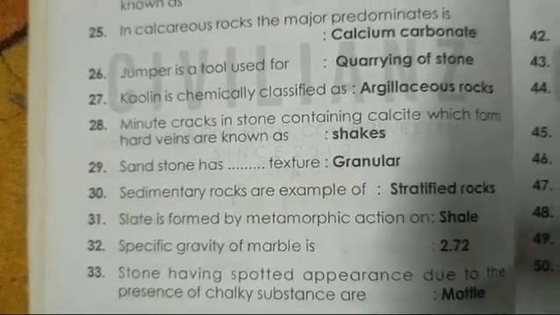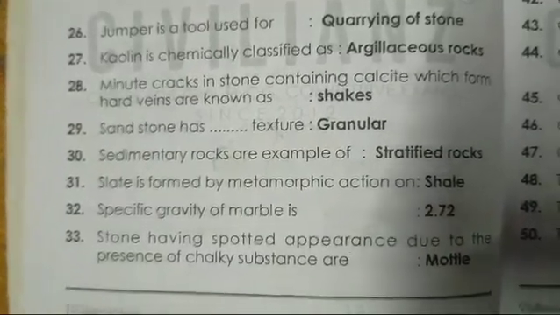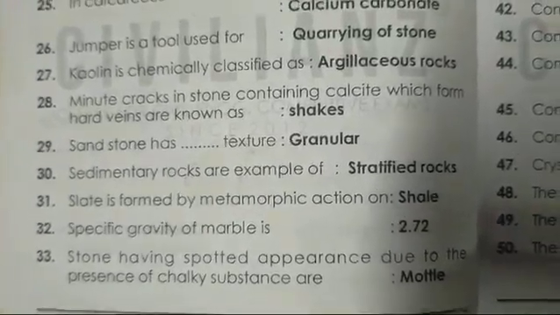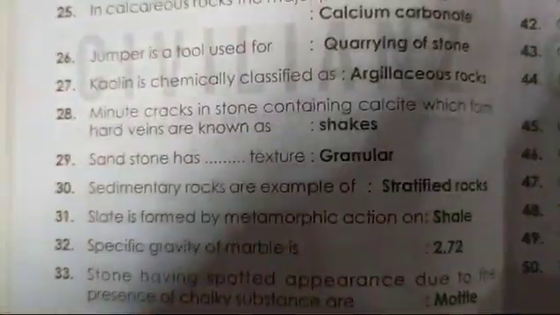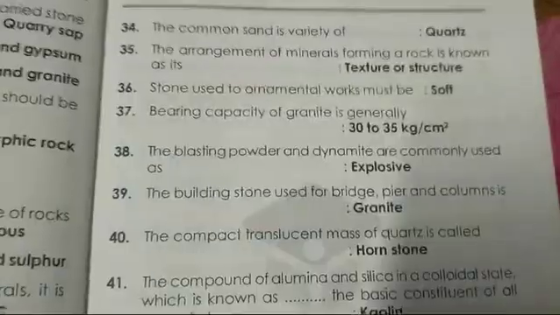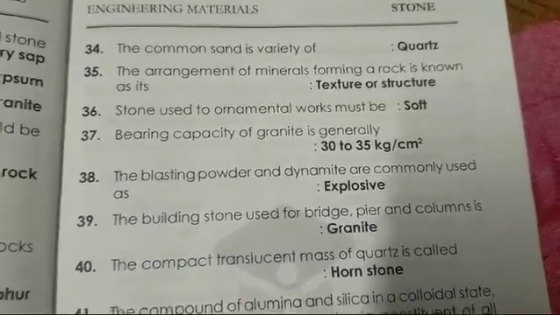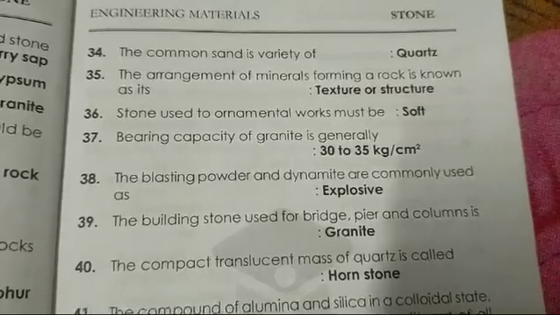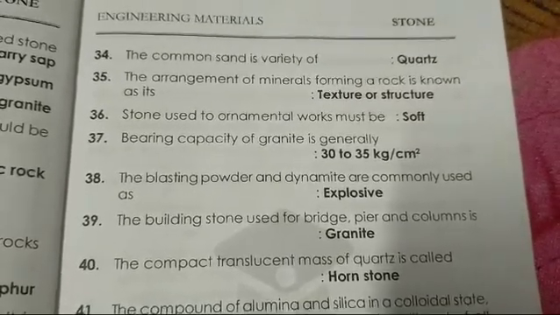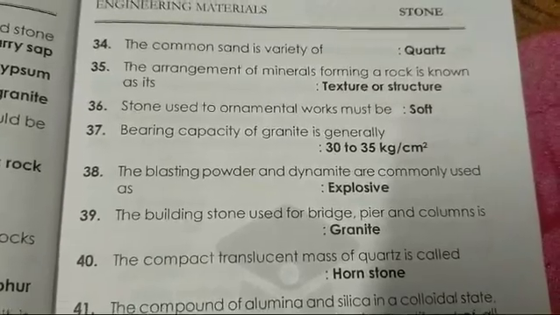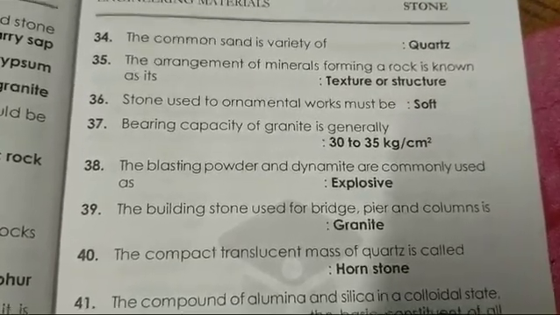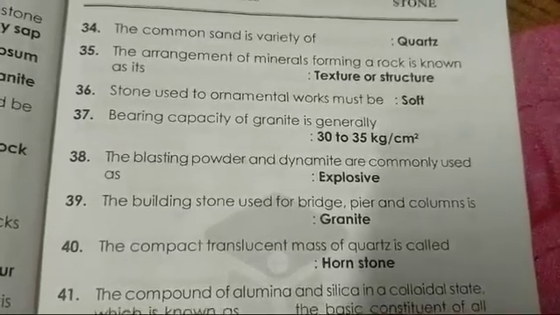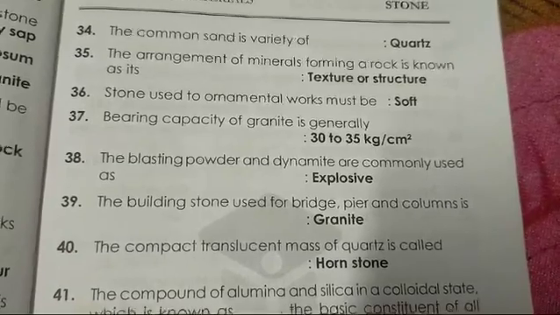Specific gravity of marble is 2.72. Stone having spotted appearance due to the presence of chalky substance is mottled. The common sand is a variety of quartz. The arrangement of minerals forming a rock is known as its texture or structure. Stone used for ornamental works must be soft. Bearing capacity of granite is generally 30 to 35 kg per centimeter square.